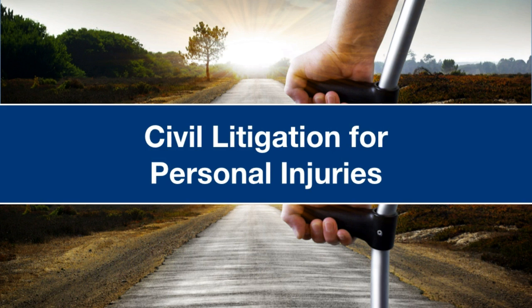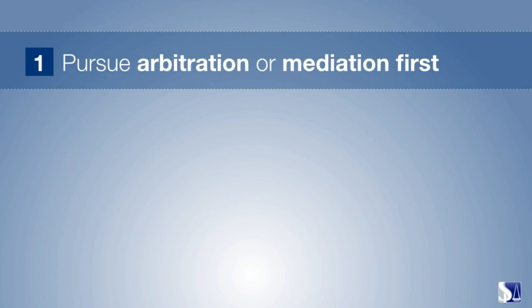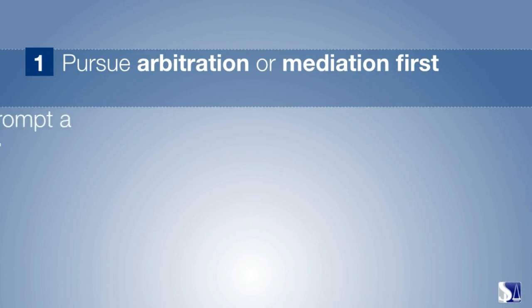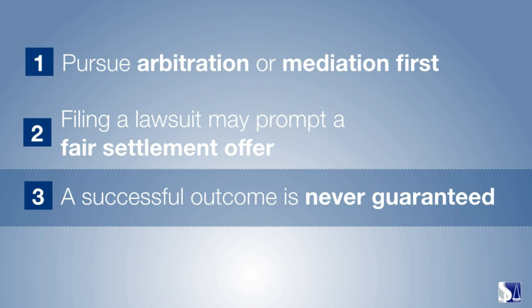Civil litigation for personal injuries is an option if you haven't made progress through other means. If you find yourself unable to negotiate a fair personal injury settlement, the next step could be arbitration or mediation. If those options aren't available, your next and final step may in fact be to file a lawsuit. Civil litigation is a powerful tool for resolving disputes. Filing a lawsuit may prompt the insurance company to make a fair settlement offer, or they may continue with trial, which will hopefully result in a court verdict in your favor. A successful outcome is never guaranteed, however, and you should be prepared for the possibility of losing your case.